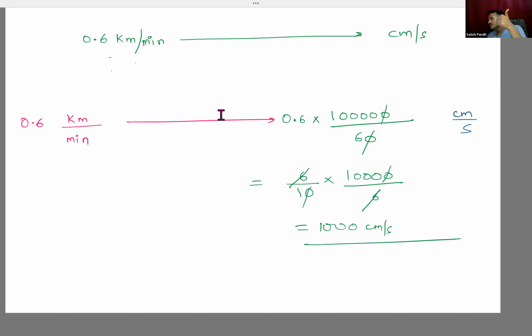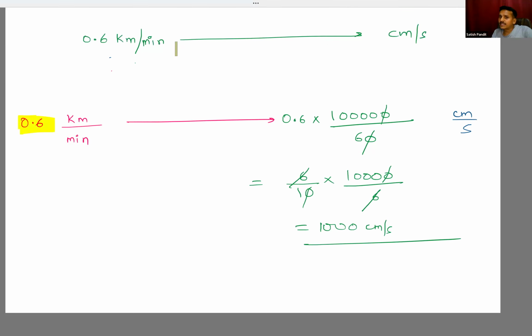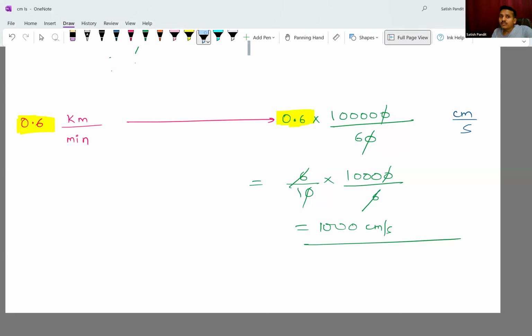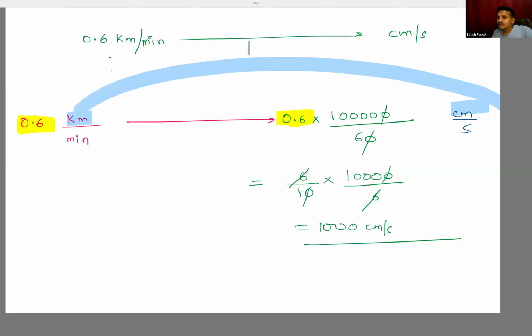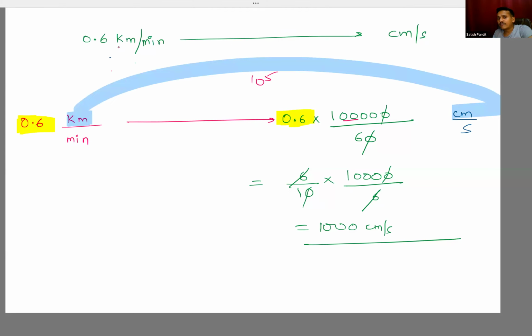It's actually very simple. I have followed the same steps. Lokajit, understand? No problem. See, we have 0.6 kilometer per minute. I want to convert to centimeter per second. 0.6 you write as it is. Now kilometer you convert to centimeter. If you see the ladder diagram, it will be 10 to the power 5, because kilo is up and centimeter is down, you jump 5 steps. 10 to the power 5 means 1 and 5 zeros.